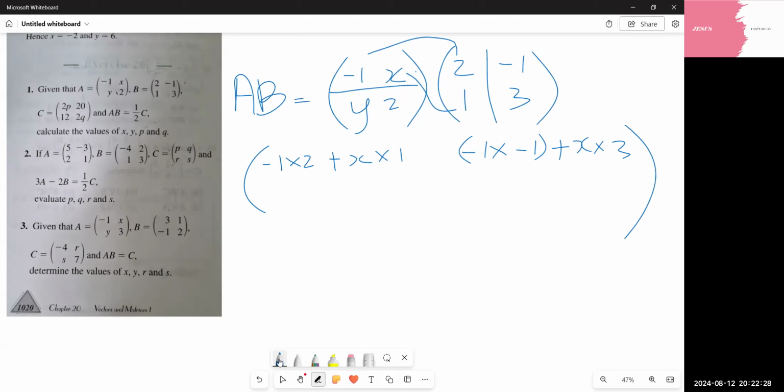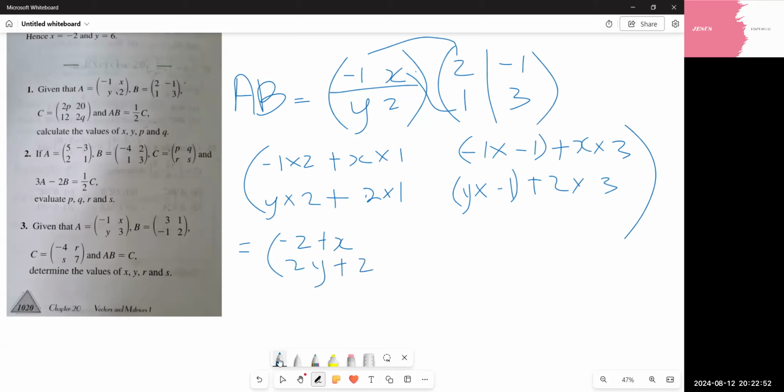And then we move to the next row. So now it's going to be y times 2 plus 2 times 1. And the next column, y times negative 1 plus 2 times 3. Simplifying that, we get negative 2 plus x, 2y plus 2, 1 plus 3x, negative y plus 6. So that is AB.